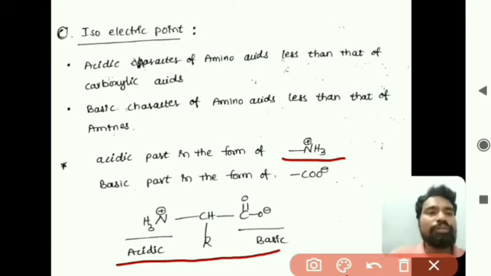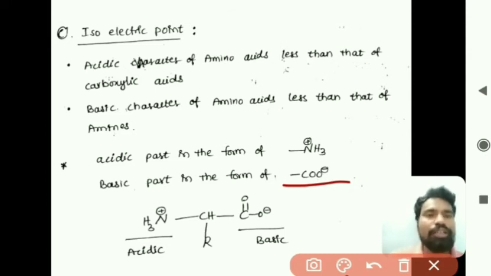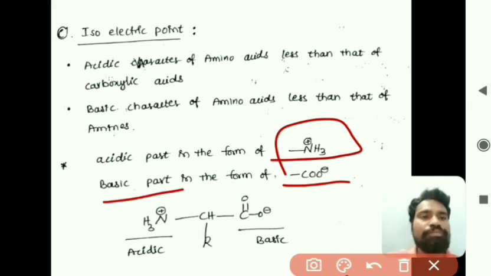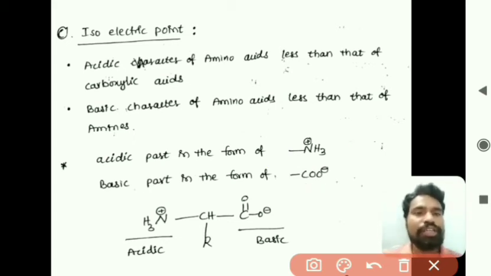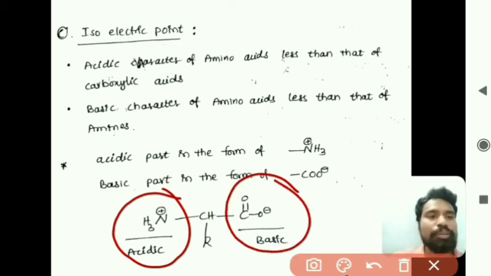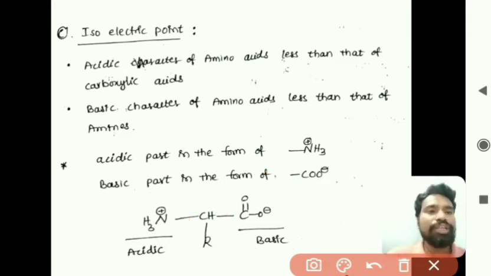Now the basic group is NH2, but the NH2 group is not present as NH2, it is present as NH3 plus, right? So it is acidic. Now the basic part would be COO minus, right? So the acidic character is from the NH3 plus group and the basic character is from COO minus. That's why NH3 plus is acidic and COO minus is basic in nature in the dipolar form of alpha amino acids, right?